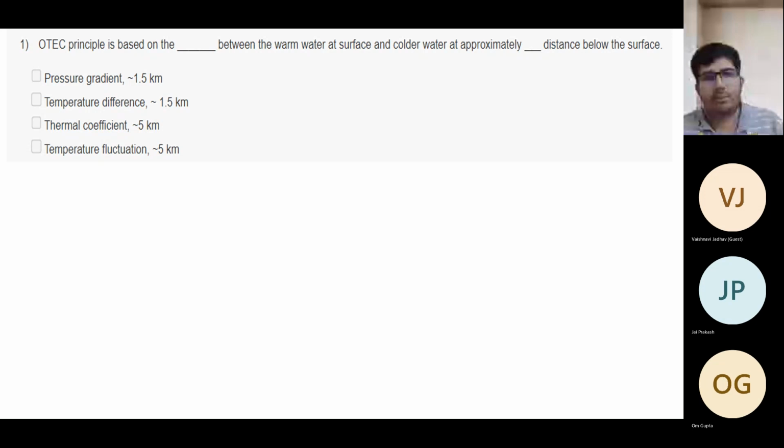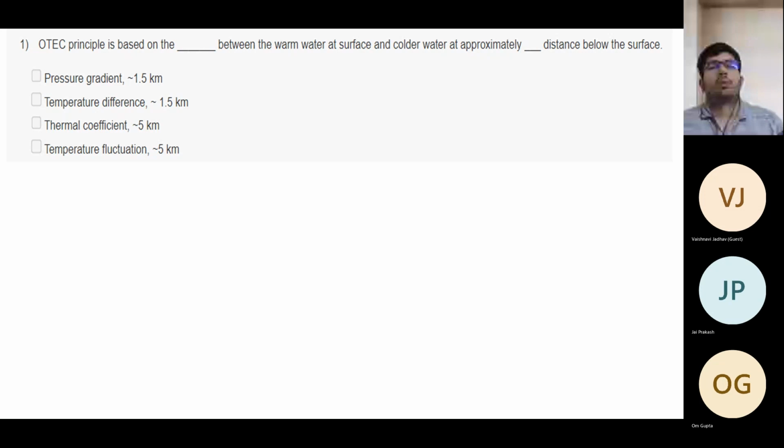So one is saying pressure gradient. No, only the temperature difference. Pressure is not going to play any role. Pressure is although there, but it's not going to play any part in the principle.